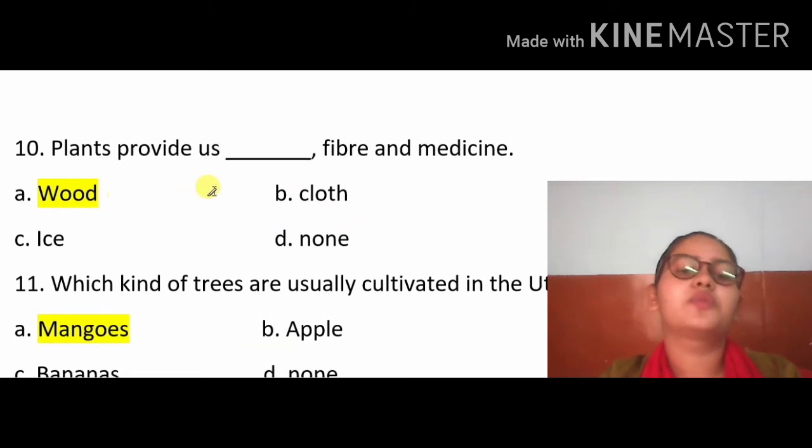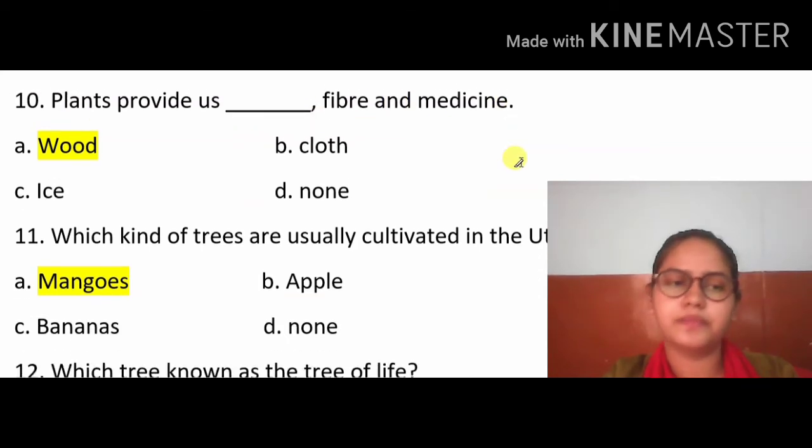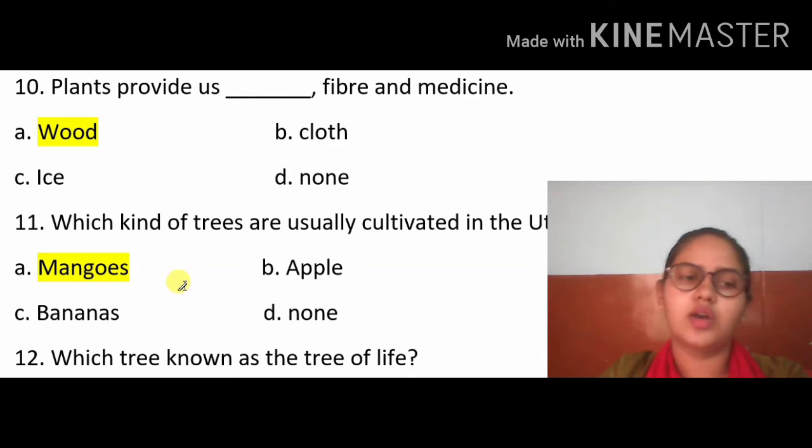Now plants provide a dash, fiber and medicine. What do they provide us first? We can see wood. Okay, so the right answer is wood. The plant provides us wood, fiber and medicine. Okay, 10th is done. Now come to 11th.